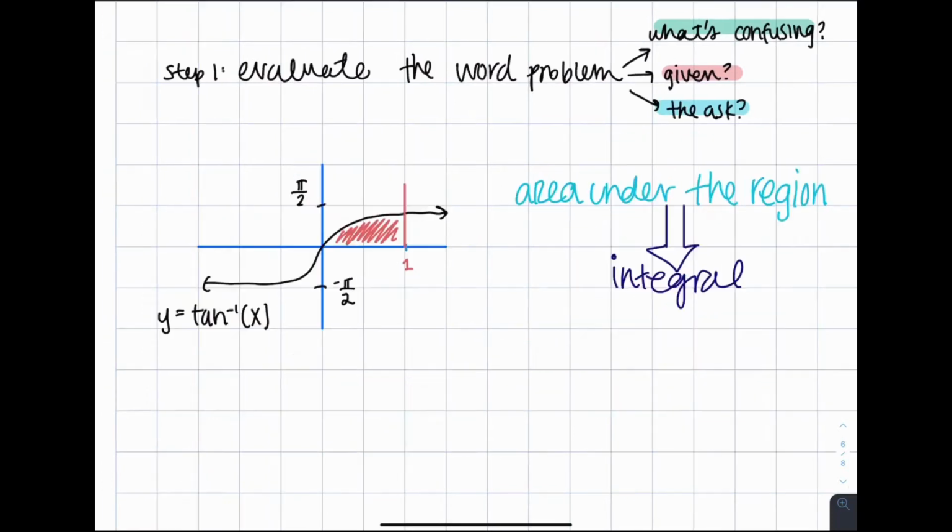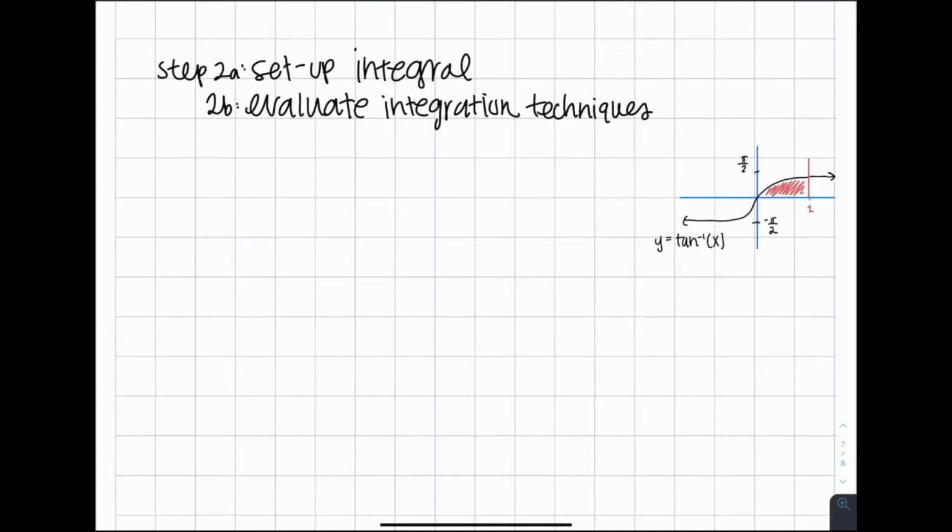So at this point, what is it that we're trying to find again? It asks us to find the area of the region, or in other terms, you may have heard it as the area under the curve. These words should spark integrals. So step 2 will be to set up our integral and evaluate the techniques we can use to solve this problem.